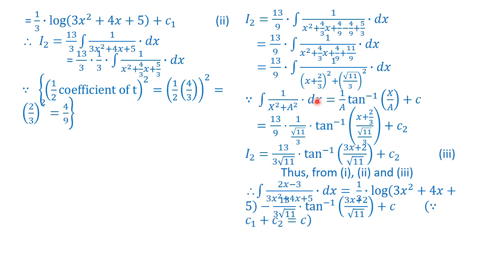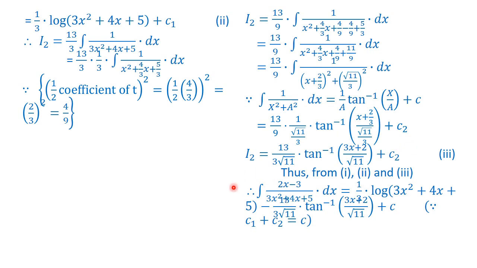Now it is again one of the standard forms. And students, if you remember, at the time of evaluating some special integrals, I told you to remember this result. This result is used so many times, and it is very easy to understand and to apply. So our x is x plus 2 by 3 and a is root 11 by 3. So writing here 13 by 9, it is already there. 1 by root 11 by 3, tan inverse of x plus 2 by 3 over root 11 by 3, plus c2. By mistake this I2 is there.